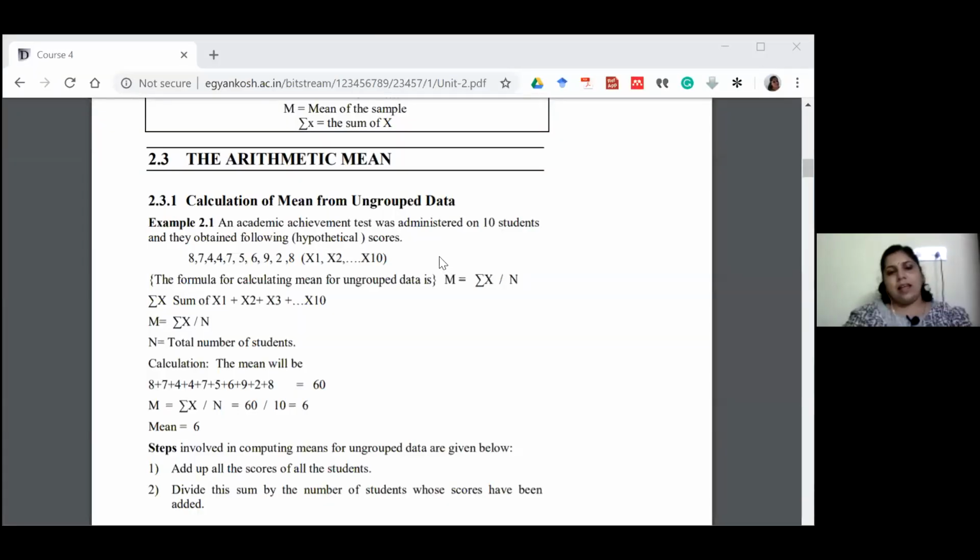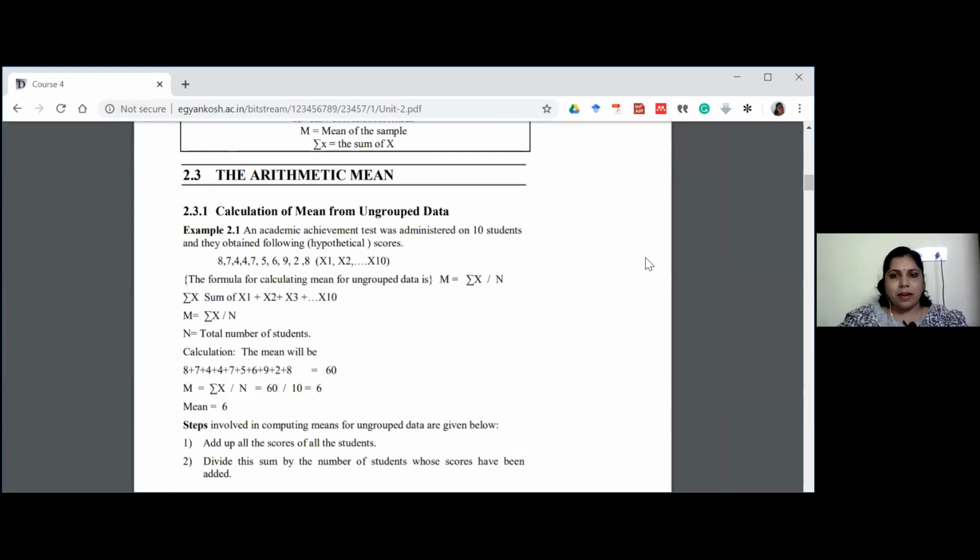Yes, arithmetic. So this is the problem I'm telling you about. An academic achievement test was administered on 10 students, and these are the marks obtained by them. Do you have your paper with you? Please note these values. The marks of the 10 students were 8, 7, 4, 4, 7, 5, 6, 9, 2, 8. These individual raw data can also be called X values.